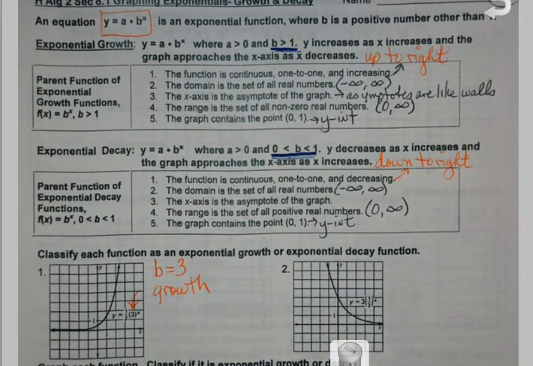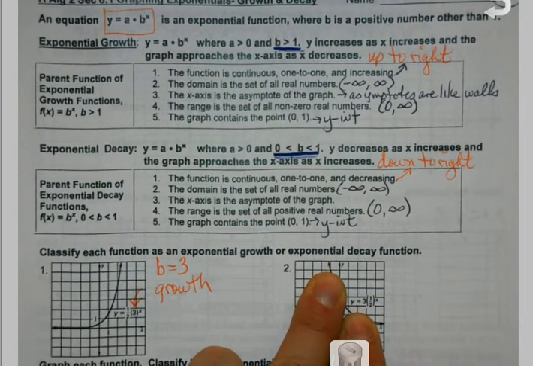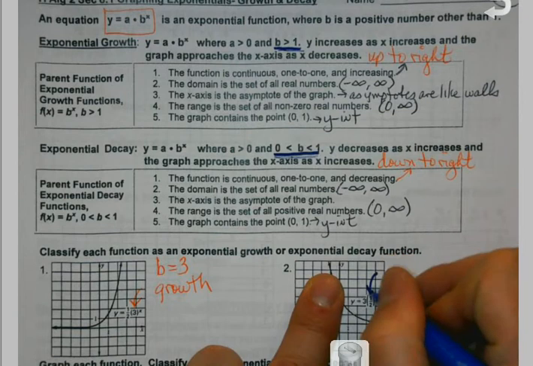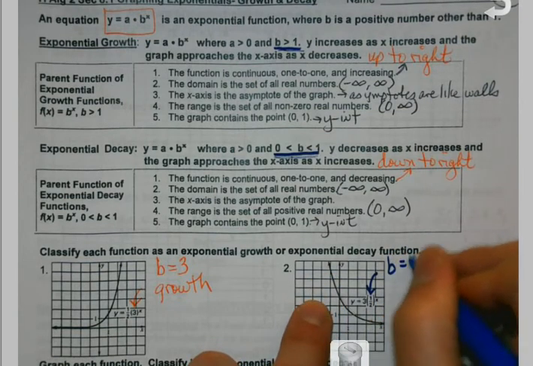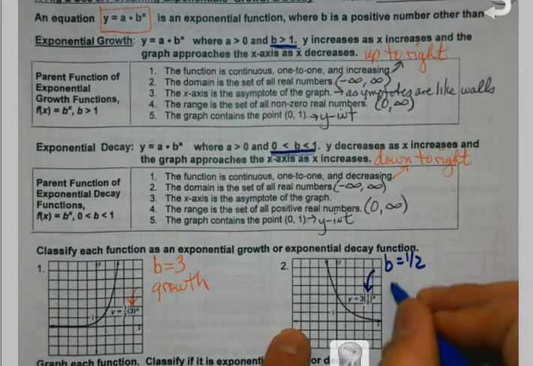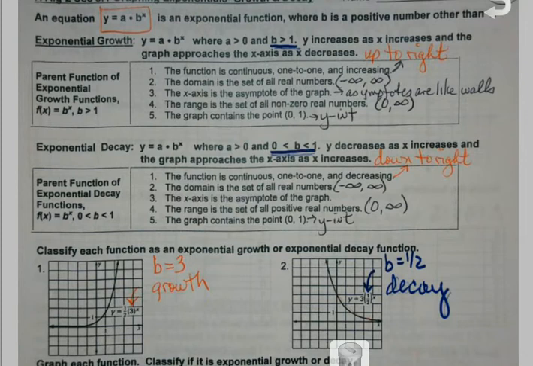But on number 2, same thing. If I didn't see the graph, I'd still be able to tell that this was going to be decay, because I'd look at my b value and I'd say, ooh, it's 1/2. 1/2 is between 0 and 1. So I know it's decay just from that. And that's what we're looking for here. So sometimes you may just be asked if something's growth or decay, and that's as simple as it can be.